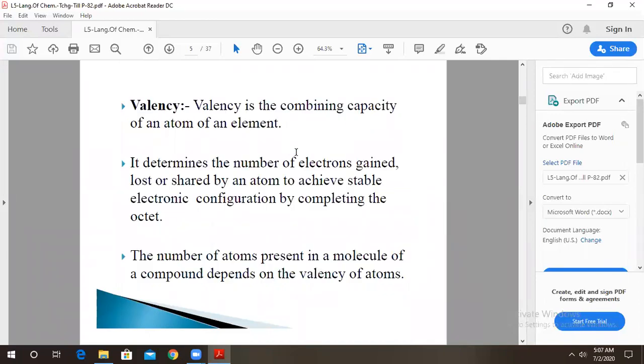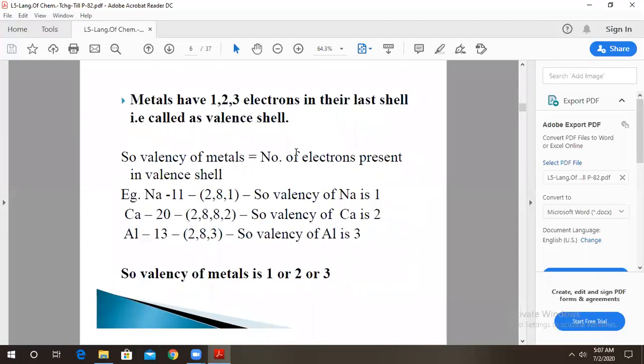Then we have also seen the concept of valency, that is the combining capacity of an atom of an element. Especially metals, they have 1, 2, or 3 electrons in their last shell, that is the valence shell. We have seen this concept in grade 7th in the chapter metals and non-metals also. So the valency of metals is nothing but the number of electrons present in the outermost shell or the valence shell.